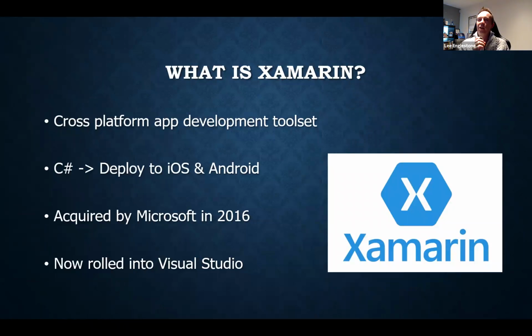So what is Xamarin then? Originally it was a standalone platform you used so that you could write C# and deploy it to iOS and Android devices. So it's a cross-platform framework. It was acquired by Microsoft in 2016, and now it's rolled into Visual Studio. So you can create applications that will run on Android and Apple devices using C# and .NET.